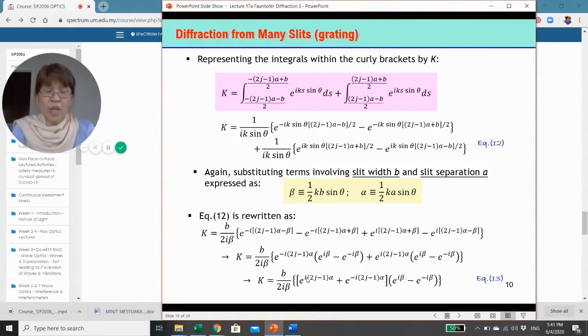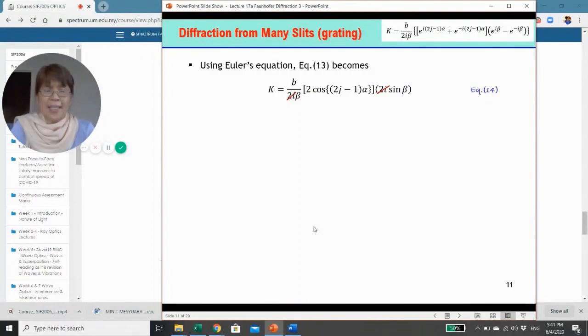So we have the exponential i(2j minus 1)alpha plus exponential negative i(2j minus 1)alpha multiplied by this factor here, which is e^(i beta) minus e^(negative i beta). And we have b over 2i beta here. So that's equation 13. Okay, next.